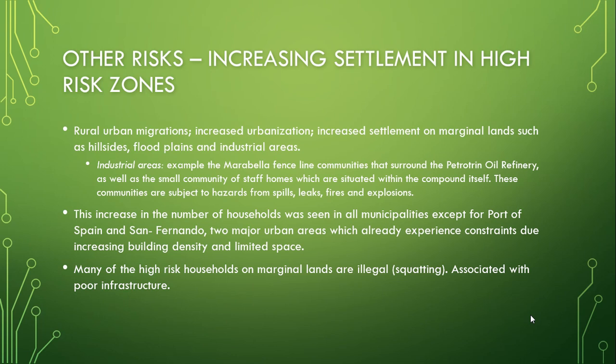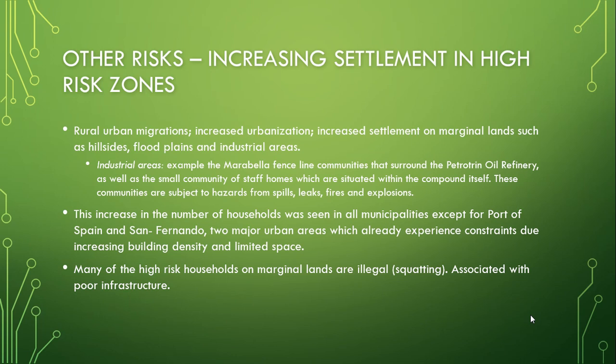There are other risks involved in the land use planning process. For example, we have increasing settlement in high-risk zones across Trinidad and Tobago. Where we have a lot of rural-urban migration taking place, people moving from the rural areas into the urban areas, we have increased urbanization taking place. We have an increasing amount of settlements occurring in marginal areas, such as the hillsides, which would be vulnerable to landslides, settlements developing in floodplains, and also nearby industrial areas. All of these being high-risk areas.